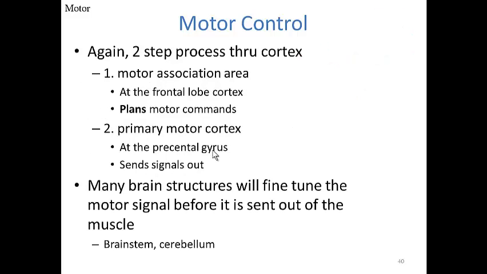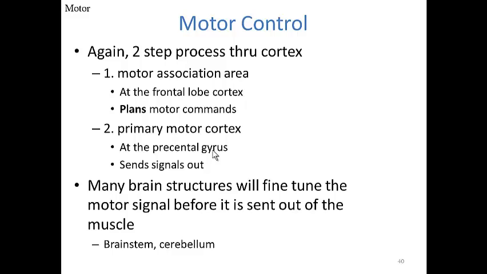So there's a two-step process to motor control. The motor association area of the brain is where we plan out our motor commands. When you go, aha, I think I want to wave my hands in the air like I just don't care, you begin that planning in the motor association area. From there, the information is sent to the primary motor cortex, which is in the precentral gyrus. I'm going to start all over again.